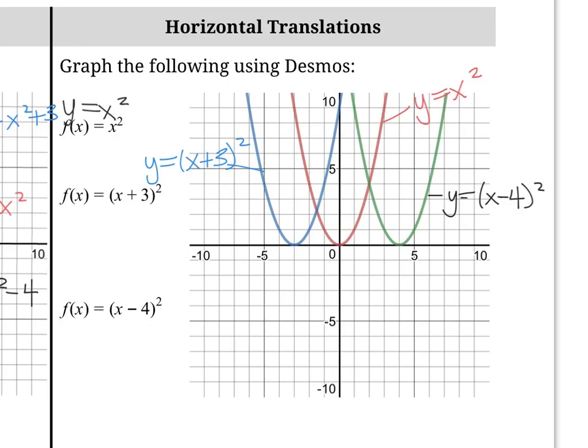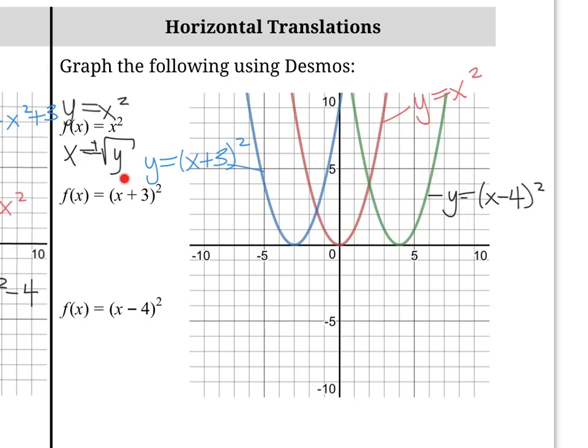I just rewrote f of x as y. So we're starting off with our original equation, y equals x squared. If I were to rewrite this equation in terms of x, it would look like this: x is equal to the square root of y, and we're going to put a little plus or minus in front of it.